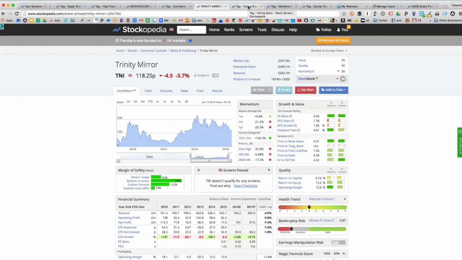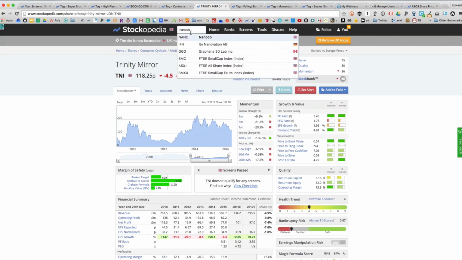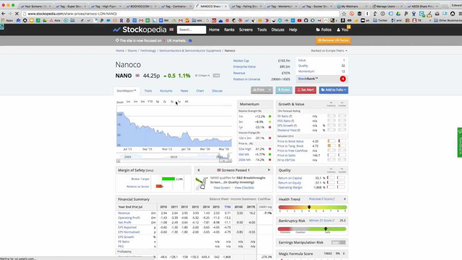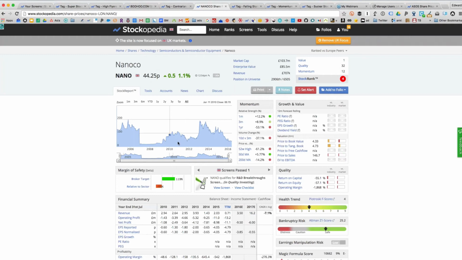I'm just trying to think of a few offhand. I mean, there's so many of them. I can show you, for example, stocks like Nanoco. I'm sure a lot of people probably own this share, but this is a classic profile of a momentum trap right back here.